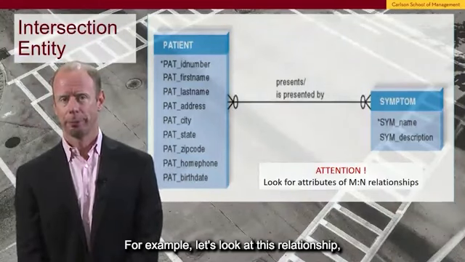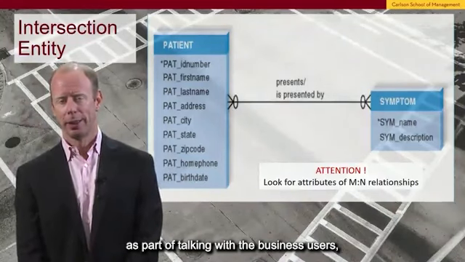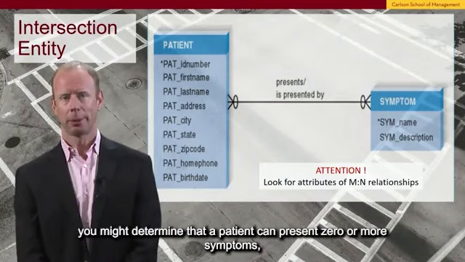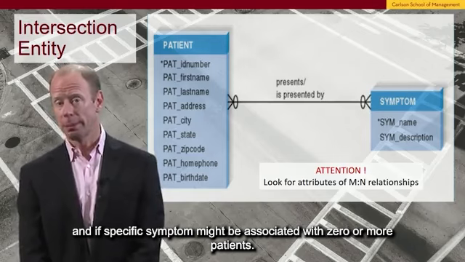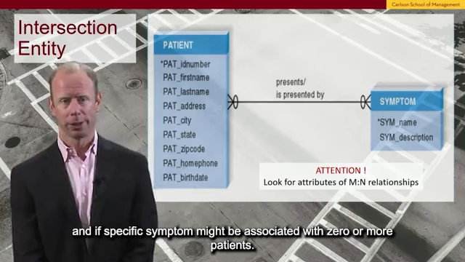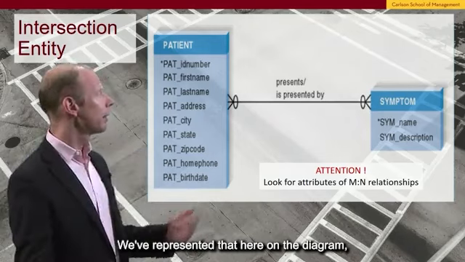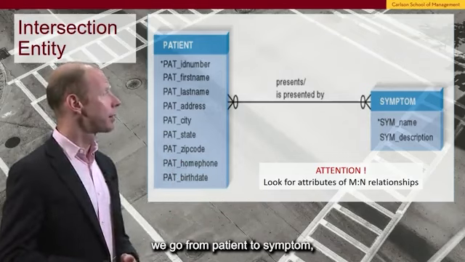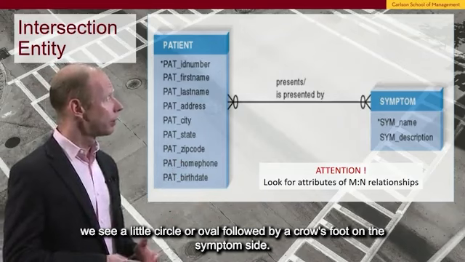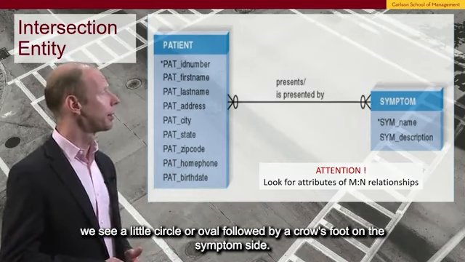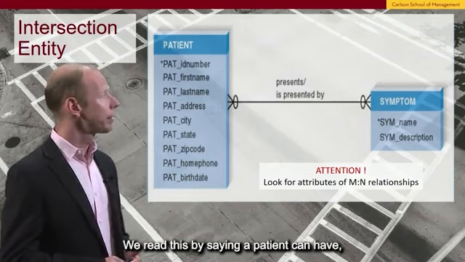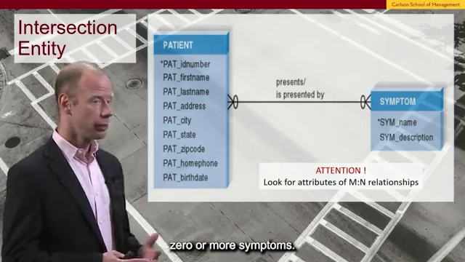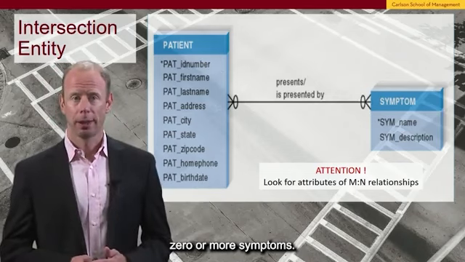For example, let's look at this relationship. As part of talking with the business users, you might determine that a patient can present 0 or more symptoms, and a specific symptom might be associated with 0 or more patients. We've represented that here on the diagram. If we read from left to right, we go from patient to symptom. We see a little circle or oval followed by a crow's foot on the symptom side. We read this by saying a patient can have 0 or more symptoms.